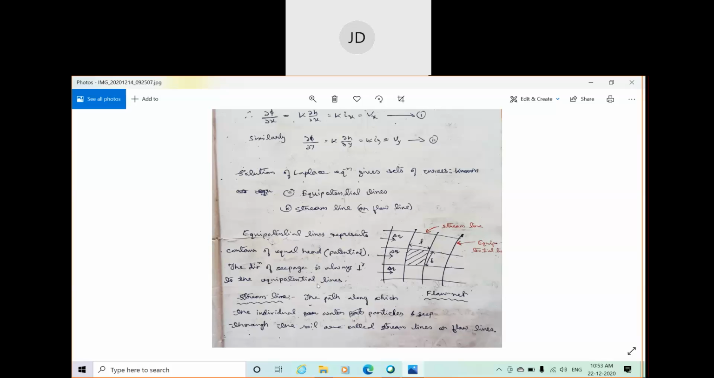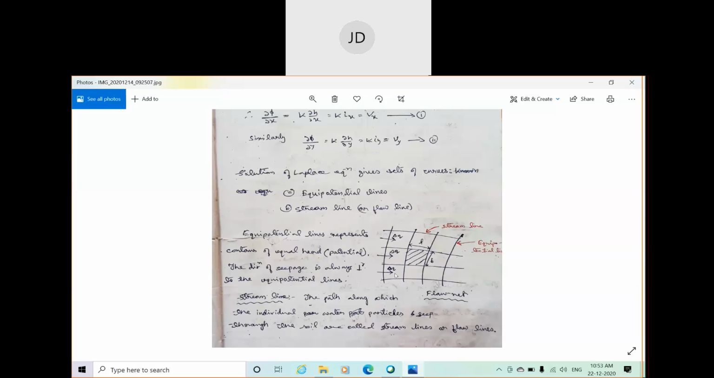It's a very key statement. You have to understand this. Now, by the definition of streamline, what does a streamline represent? A path along which the individual water particles seep through the soil is called a streamline or flow line. So water flowing in this direction, this line represents the flow direction.